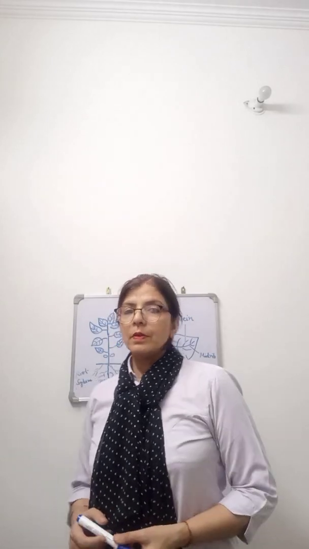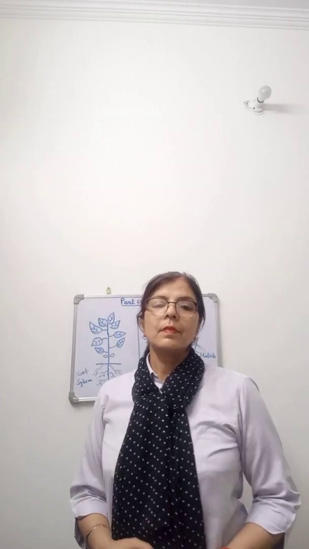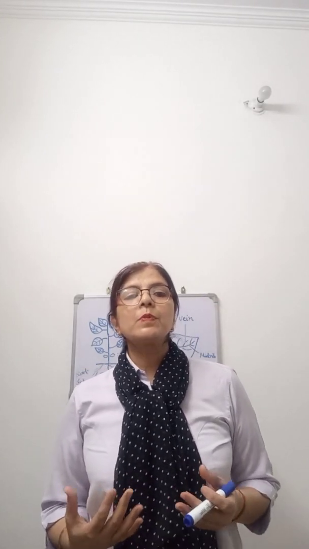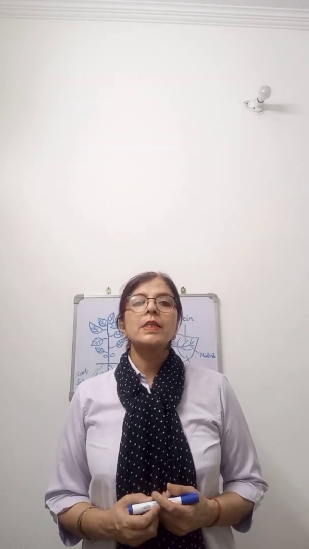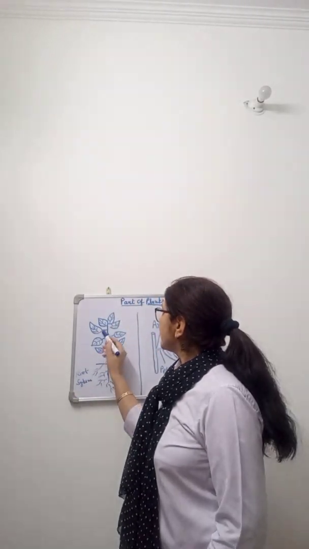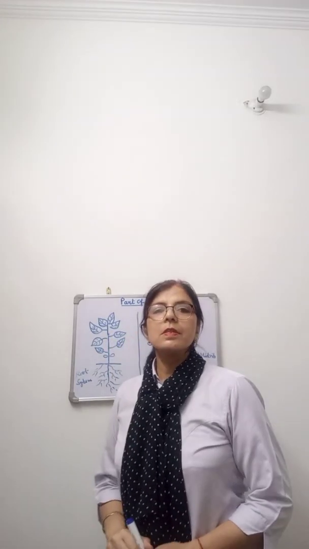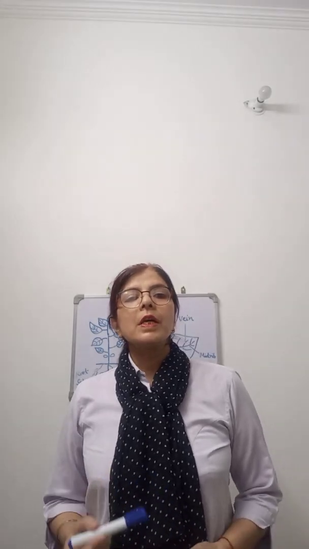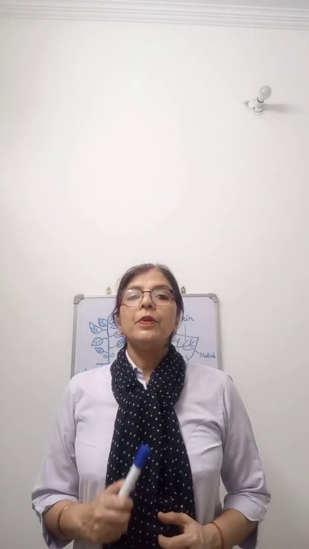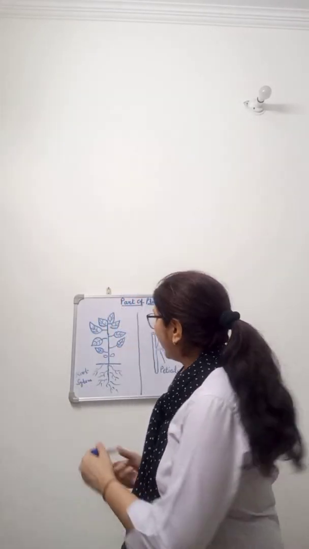Now students, what are the main functions of the stem? It keeps most plants upright and supports its branches. Okay, these are branches, and the stem supports these branches. Clear? And it bears leaves and branches. It carries water and nutrients from roots to leaves.